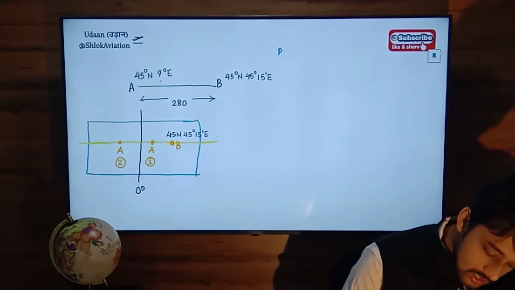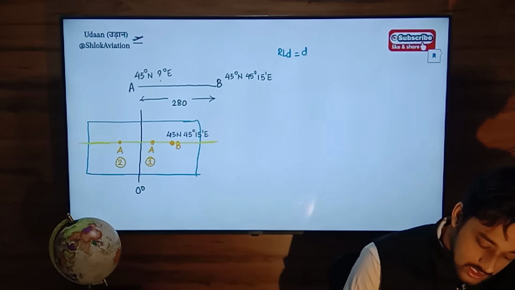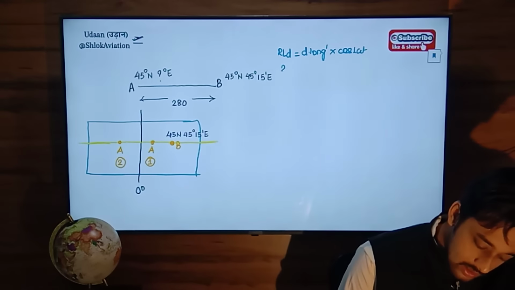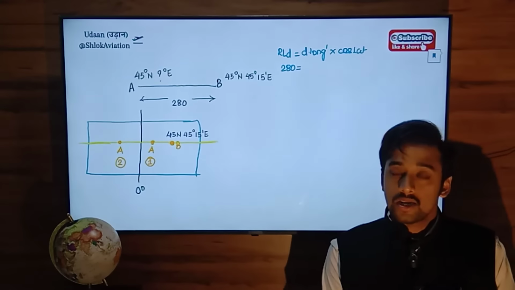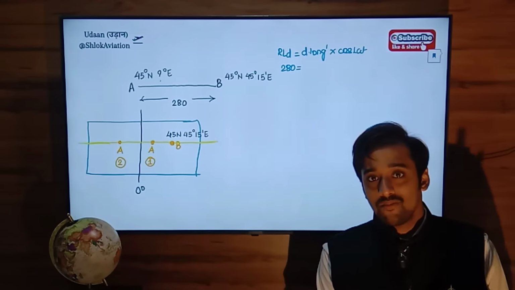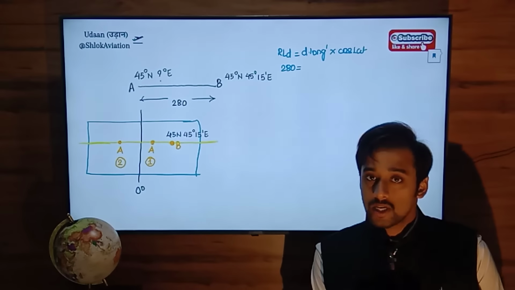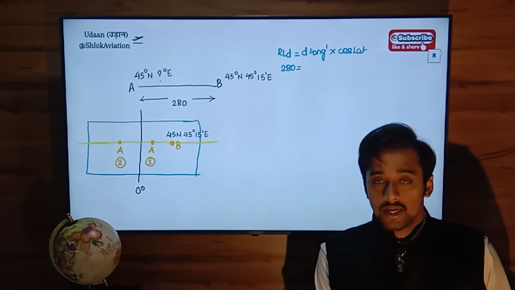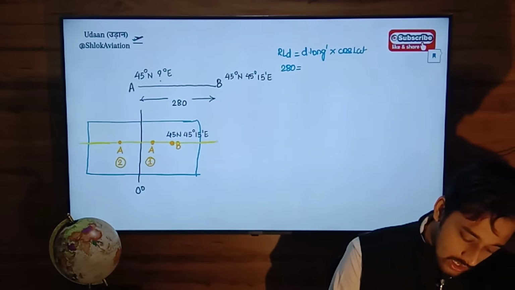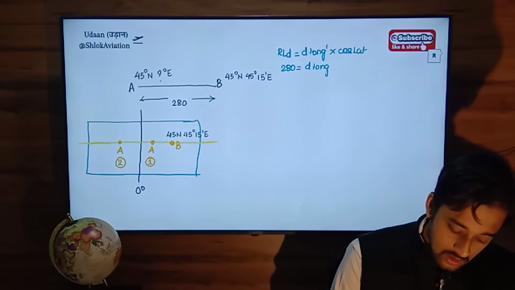Rammlein distance is d long in minutes into cos lat. That is 280. Now why Rammlein distance, not great circle distance? Because when we deal with the same latitude but different longitudes, it becomes a Rammlein track. Parallels of latitude are Rammlein distances. So d long in minutes into cos 45.